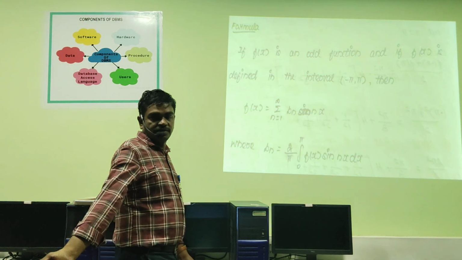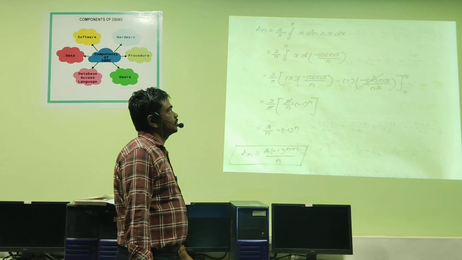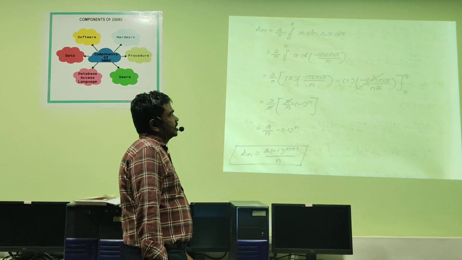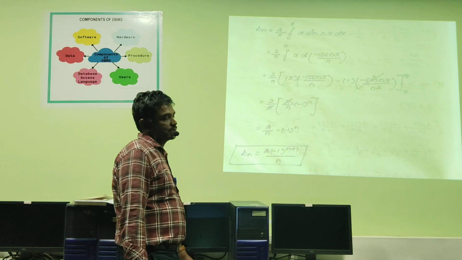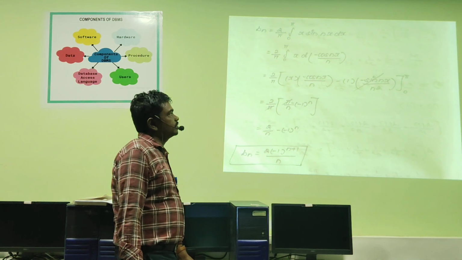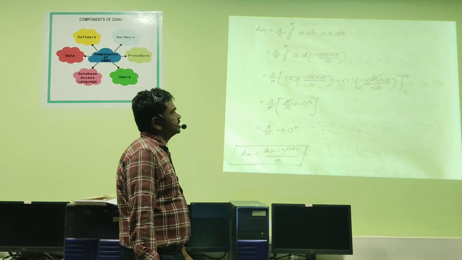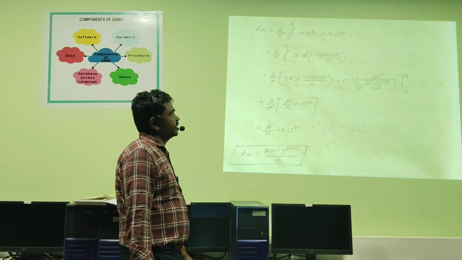Work out the value of bn. So bn = 2 by pi integral 0 to pi x sin nx dx, because x is f(x). Again, this is like Bernoulli's formula, integral of u dv. So here x is u. What about dv? dv is sin nx dx. What is the integration of sin nx dx? Minus cos nx by n.